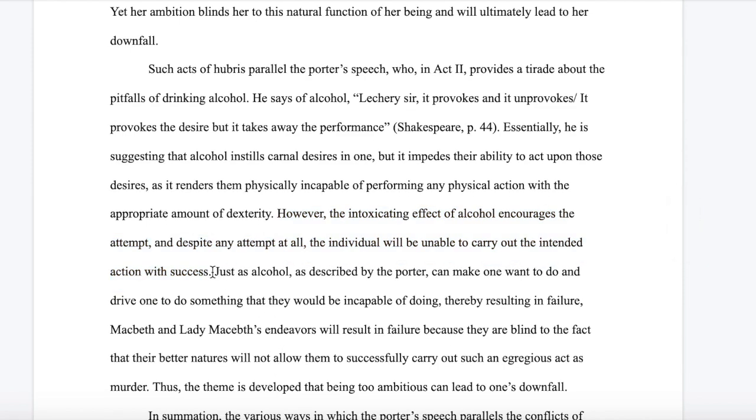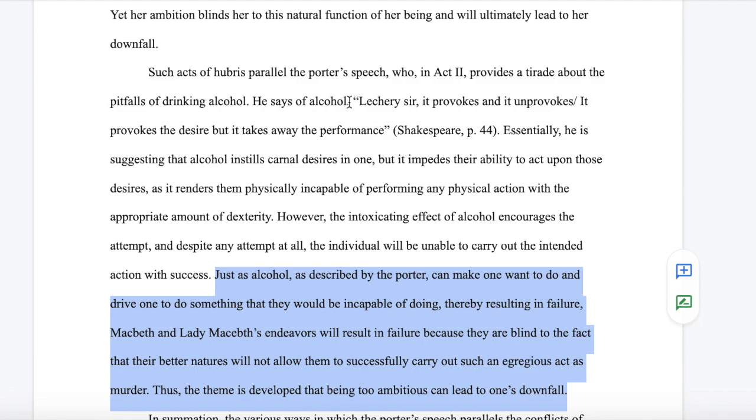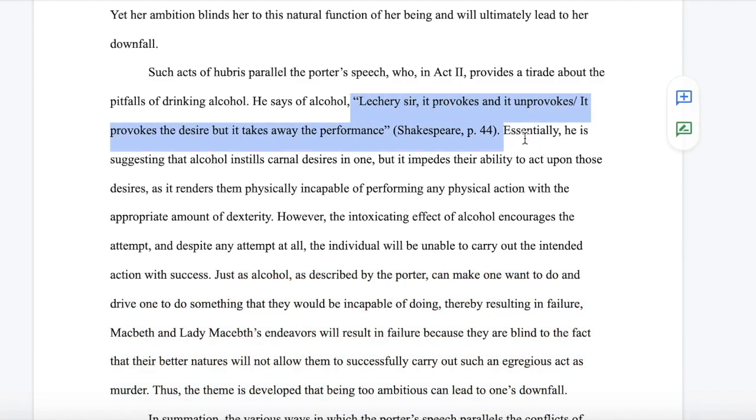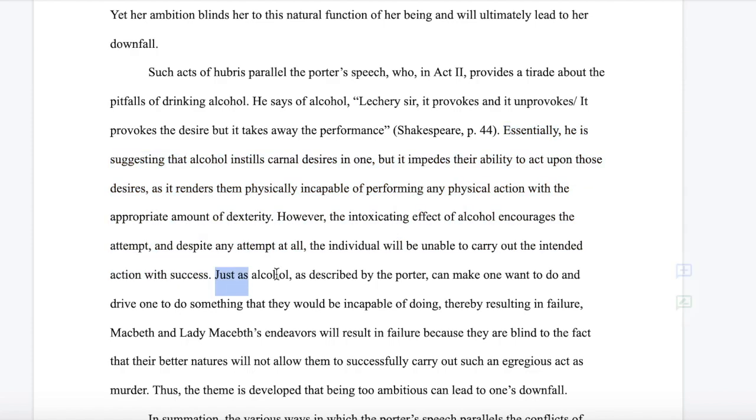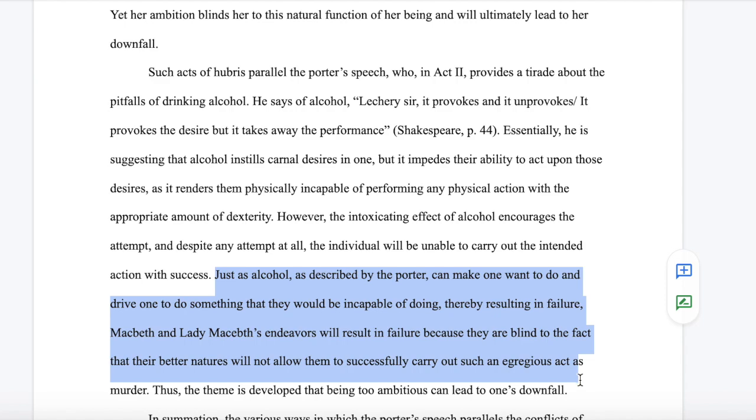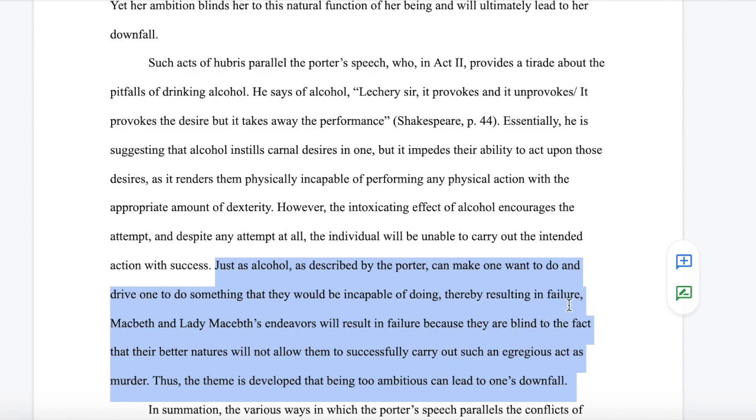And then I draw the connection back to Macbeth and Lady Macbeth's conflict. So I'm explaining how this text evidence, so not only am I explaining what he means, but over here I relate it back to the theme because I say exactly how it parallels. So I say, just as alcohol, as described by the porter, can drive one to do something that they would be incapable of doing, and it would eventually result in failure. That's the same.